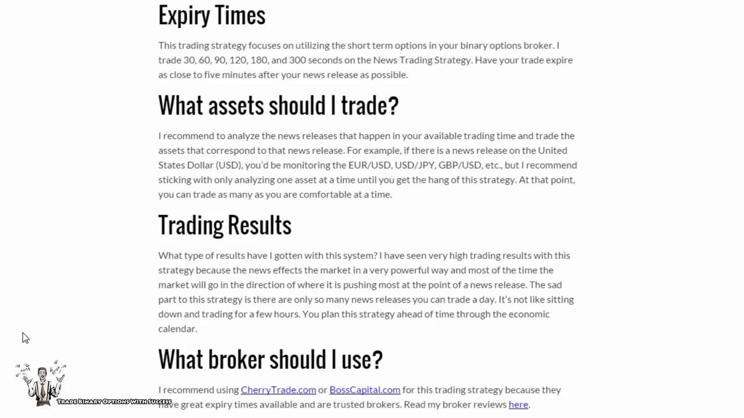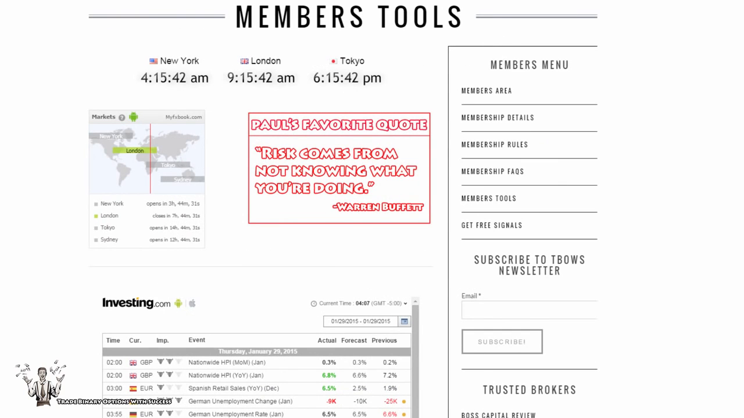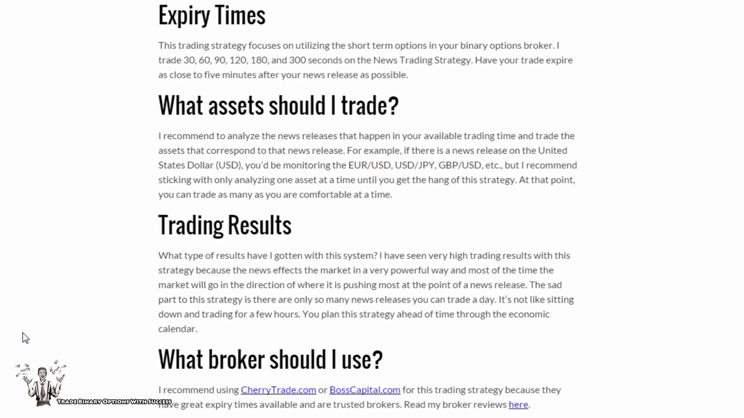Now, the trading results I actually have gotten are very high just because they're few trades, but they're profitable trades. You don't get as many as you'd really want. Maybe you're looking at 6 to 10 trades a week, not a day, a week, because you actually have to go out and plan what days you're going to be trading. You can look ahead to see what days there are going to be good trading setups from strong news releases. You can actually look at this ahead of time. You guys can go to the members tools page that I've created for you, where there's actually an economic calendar. I'll post that link below, as well as the full guide to this trading strategy.